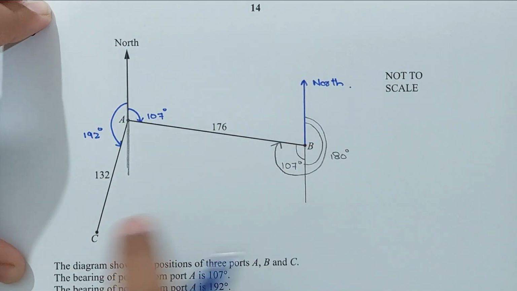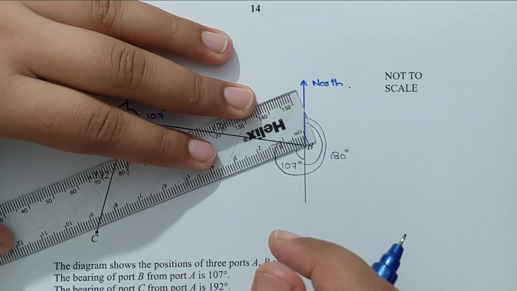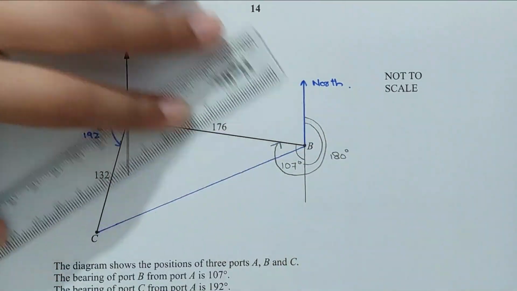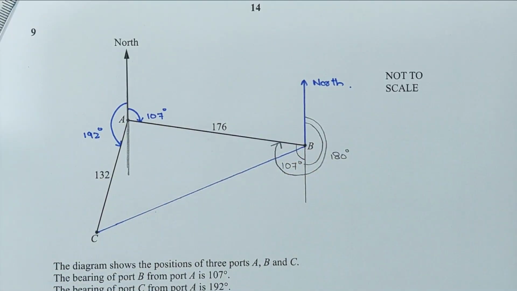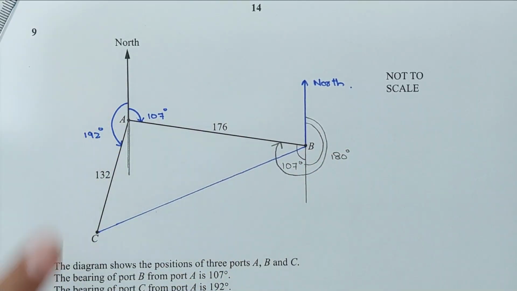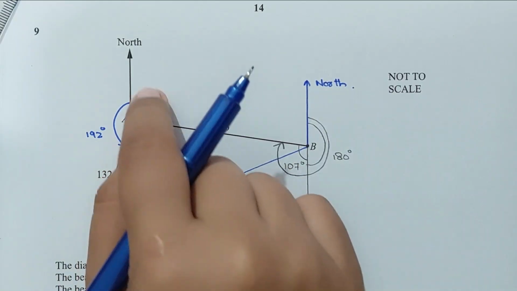Now for part B, calculate BC. Okay, B to C, this length we have to calculate. Let me join B with C. Now you can see we have a triangle A, B and C. We have AB and AC, and we have to find BC. The two sides are given. Let me find out this angle.